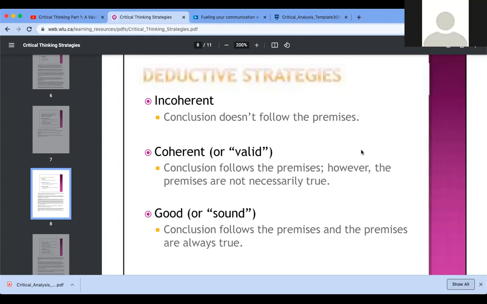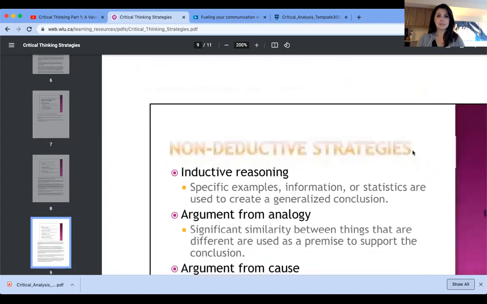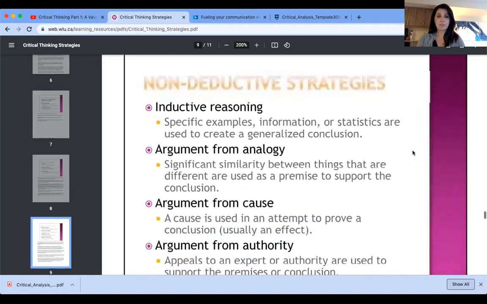So in the deductive strategies, an argument can be incoherent, where the conclusion doesn't follow the premise. Or the conclusion follows the premises but the premise is not necessarily true, which is still coherent or valid. Or they go hand in hand and the premise and the conclusion are both valid. Any questions so far? Am I going too fast? Please send me your questions in the chat box.